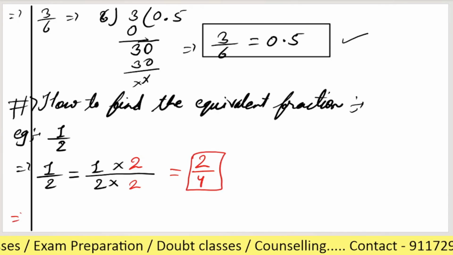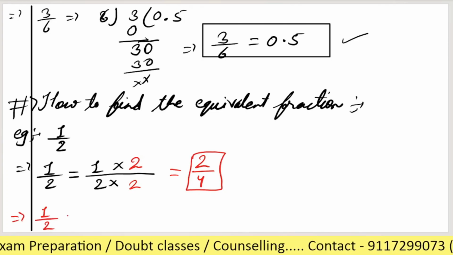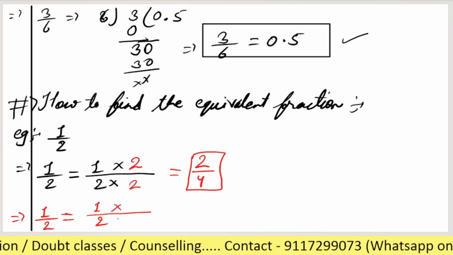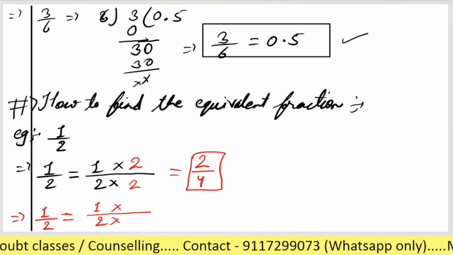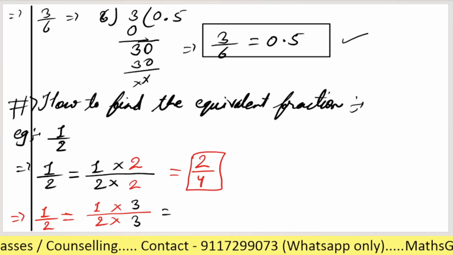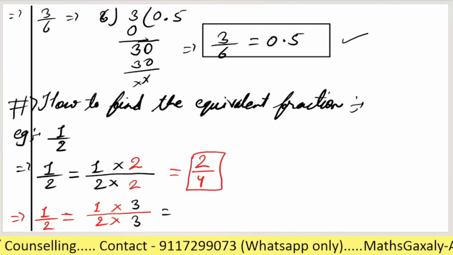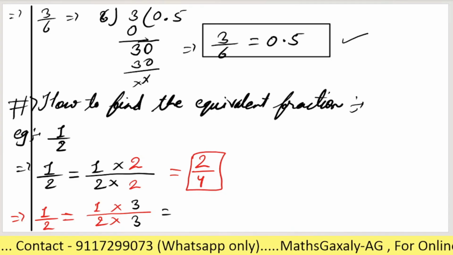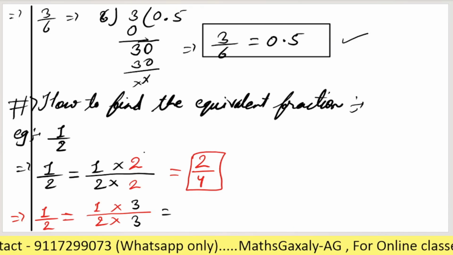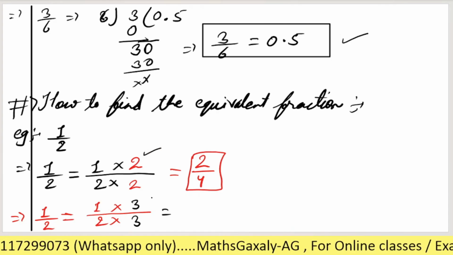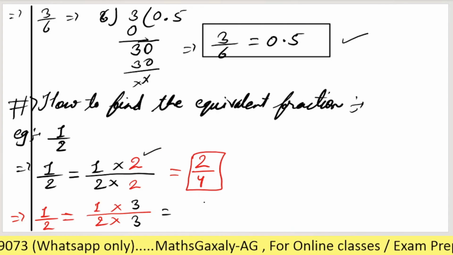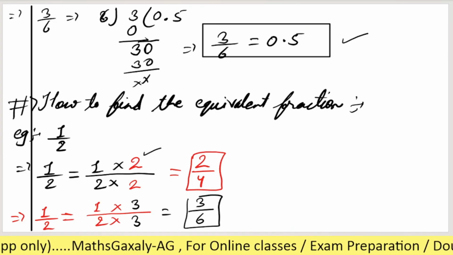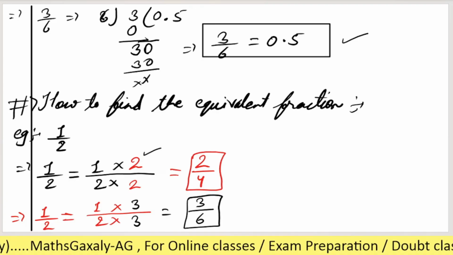Now we will find the second equivalent fraction. So we will write the given fraction again, which is 1 by 2, and this time we will multiply by 3. You can multiply by any number, 4, 5, 7, 8, 9, 10, any number, but to avoid confusion I am going with the counting numbers. As you can see here, in the first I multiplied by 2, and here I am multiplying by 3. So 1 into 3 will be 3, and 2 into 3 will be 6. So this will be the second equivalent fraction. Is it clear?